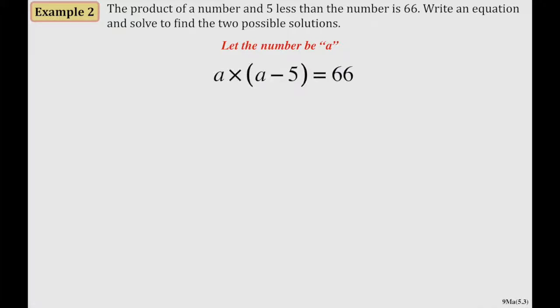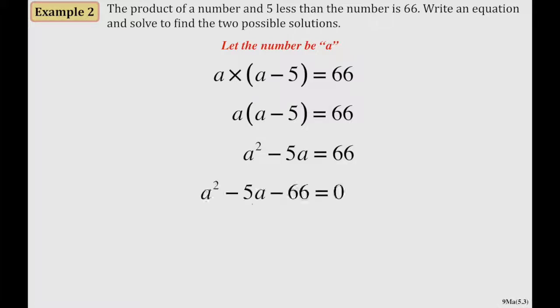So the product means you multiply. So if the number's a times 5 less than a equals 66. So the product of the number a with 5 less than a, 5 less than a is a take 5, has to equal 66. Let's expand these brackets out. So a times a is a squared, a times minus 5 is minus 5a. Now let's minus 66 to both sides.